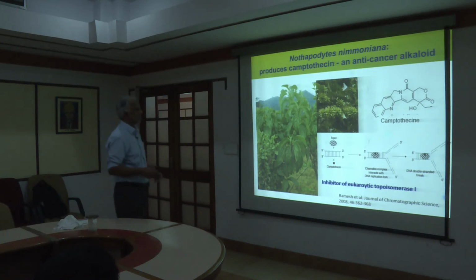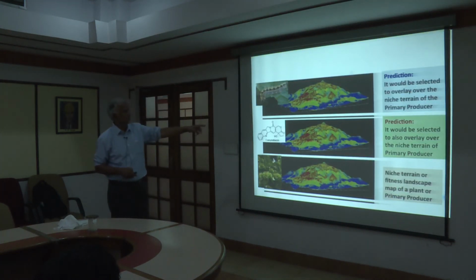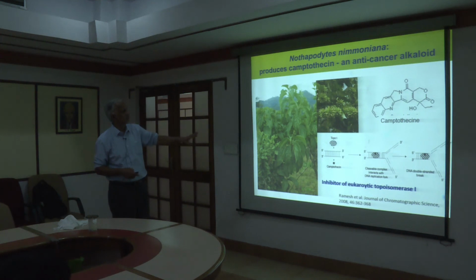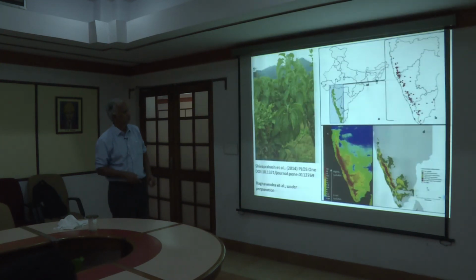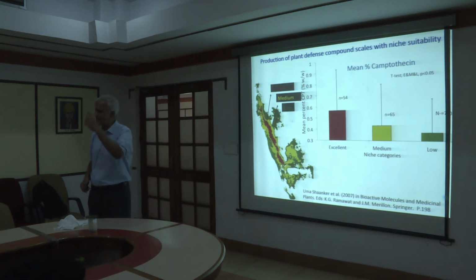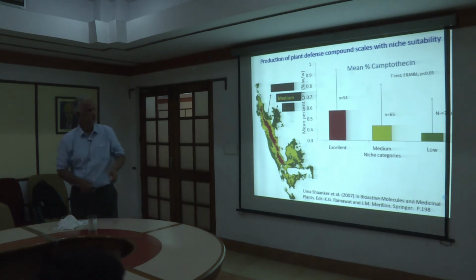Now, since time is short, I will wrap up by telling you that this model prediction was demonstrated by us in another species, a plant that produces an anti-cancer alkaloid. I will not go into the details. What we showed is that those habitats that were excellently suitable for that species were the ones that produce the highest metabolite compared to those spots which were poorly suitable, indicating that, as a bioprospector, I can be guided to get the germplasm from sites which are highly suitable for the species, because it is in these that the genes would be selected for.